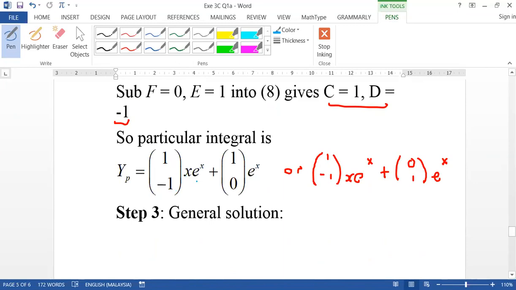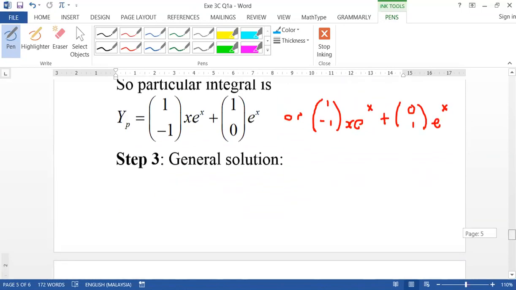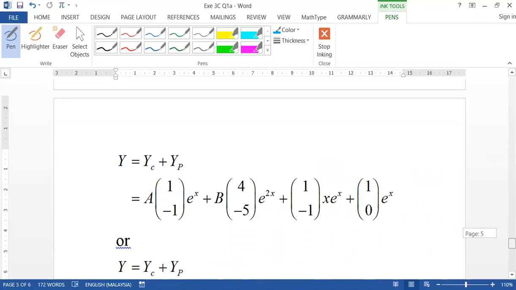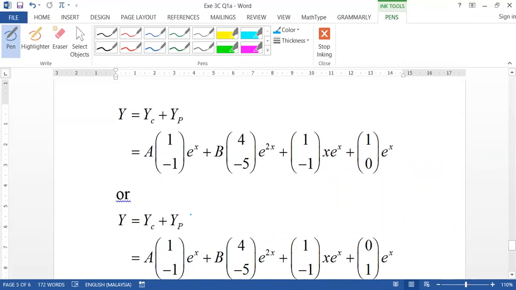So it is (C x plus D) exponent x plus E F. Or you may take E 0, F is 1. And the general solution is yc plus yp. So this is a v1 exponent, lambda 1 is 1, so exponent 1x, plus b, this is v2, exponent, lambda 2 is 2, 2x, plus this one is your yp.